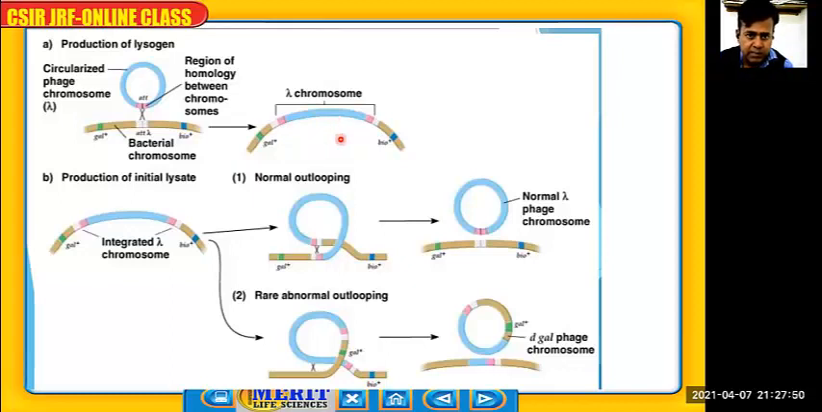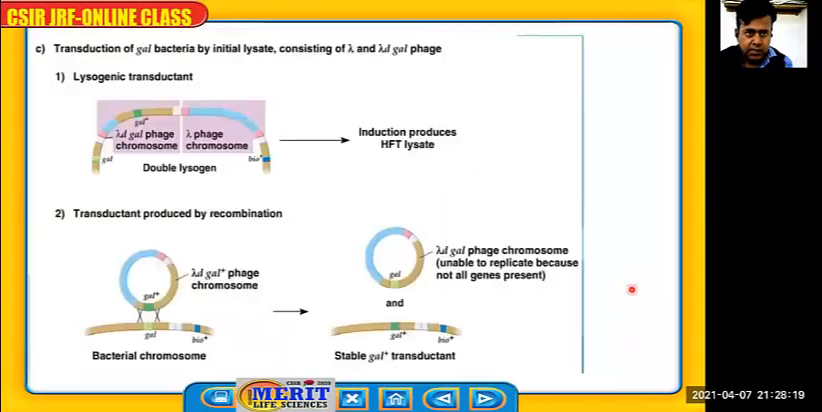So now you can see they are integrating and making a common chromosome. That may be one condition, and the other condition may be that they are normally outlooping at a different place, and then there may be excision, and excision with the genes. That may be one condition, and another condition may be a rare abnormal outlooping, due to which you can see the galactose plus is going to be inserted in the lambda chromosome. So these are the normal features.